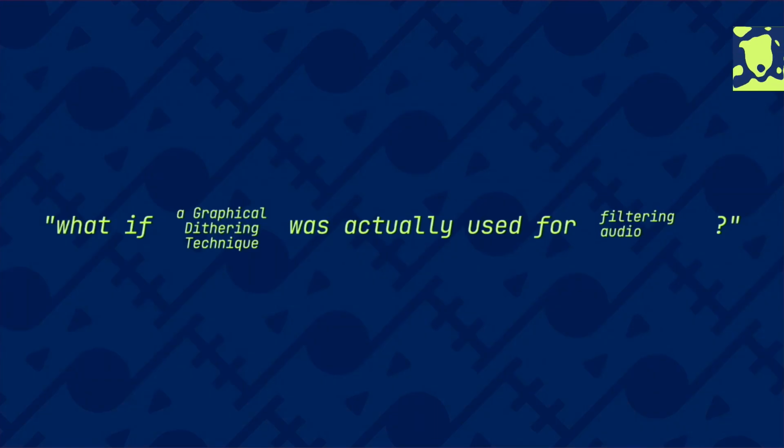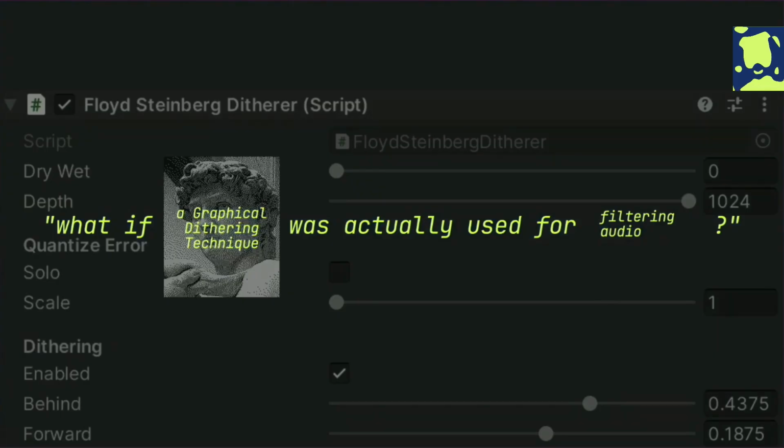Oops, I keep using the keyboard like it's my own slideshow here. What if a graphical dithering technique was actually used for filtering audio? Like the kind of dithering techniques that you would find in Photoshop when you want to save an image and save file size, or you want it to have a certain kind of noisy aesthetic. So here's a clip of that on a drum loop.